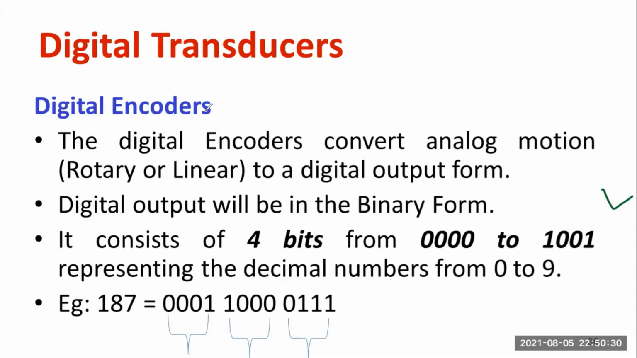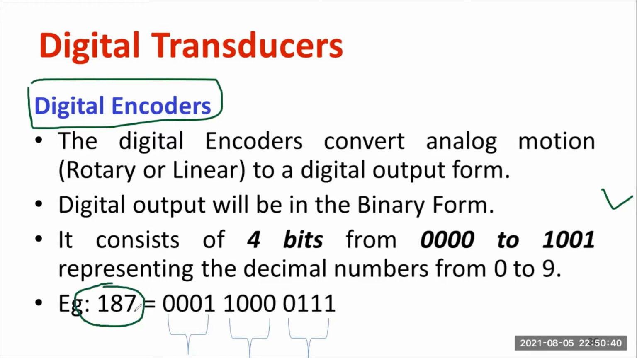For example, if I talk about a digital encoder, this is one type of digital transducer. We may get the output as 187. So please write 187 as a binary value, like 1011 1011. You know how to write it, correct? No? Instead of 8, I'll be writing 1000. In place of 7, I'll be writing 0111. In place of 1, I am going to write 0001. I think you must have known that.